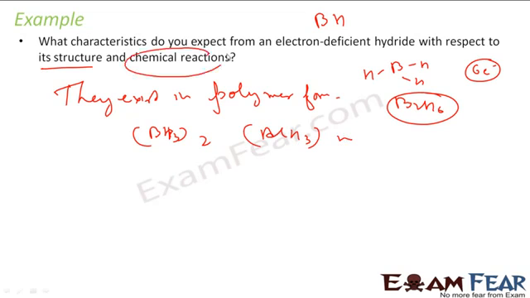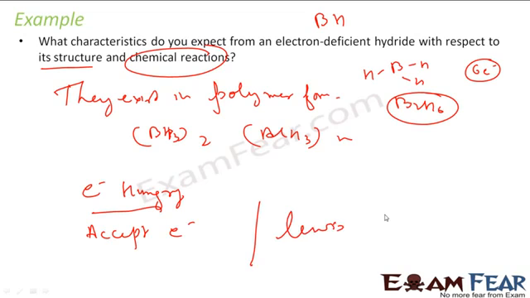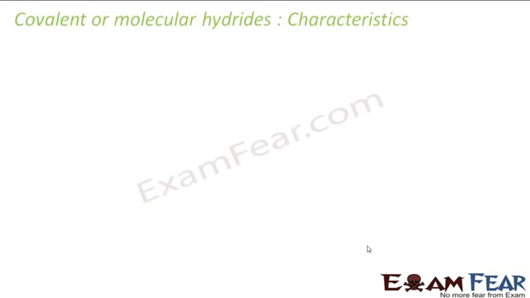Correct. The second thing is about chemical reaction. Since they are electron hungry, because they have fewer electrons, they accept electrons. If they accept electrons, they are what? Lewis acid, right? Because a Lewis acid is something which is electron hungry, they accept electrons, so they are Lewis acids.